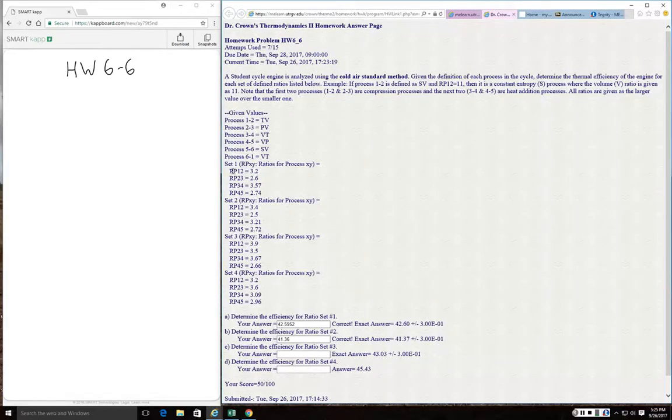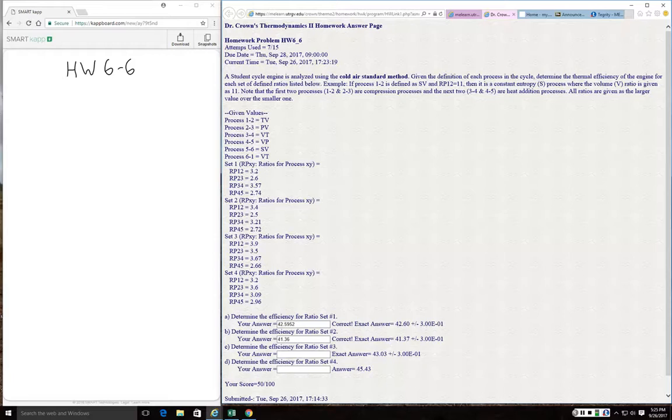So this is the ratio for process 1, 2. This compression ratio is 3.2. The compression ratio for the next process, or VR2, is 2.6. For process 3, 4, the temperature ratio is 3.57, and finally the pressure ratio is 2.74 for the last process where a ratio is given. These two processes don't have a ratio listed because they can be calculated from the given values.